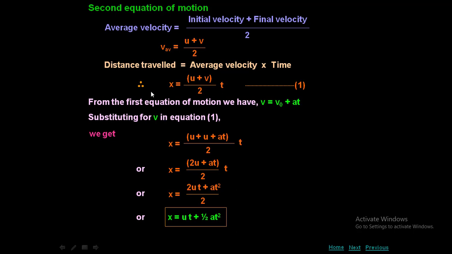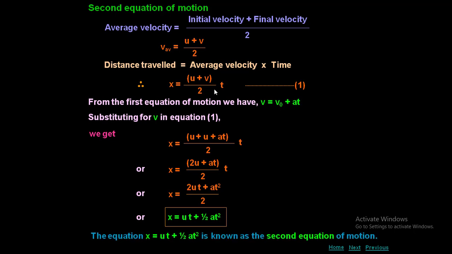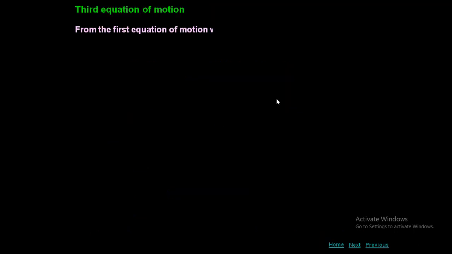Now, by using the first equation alone, if I want to derive the third equation of motion, I have to eliminate what? What is my third equation? V square minus u square equal to 2as. Now if you see, there is no time in that. Now in order to derive the third equation by using equation 1, I should eliminate time. Again I have to use the first equation alone. So from the first equation of motion we have v minus u equal to at, nothing but t equal to v minus u by a.